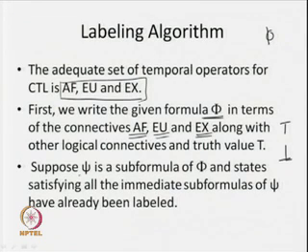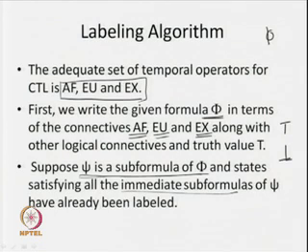Now, we are going to look for sub formulas. Say psi is a sub formula of phi, and states satisfying all the immediate sub formulas of psi have already been labeled. Now, what does it mean? Immediate sub formulas means all the sub formulas that we have. Basically, when we look at a particular formula, first of all we know the components, and we should know the truth values of those components. These are basically sub formulas. Once we know the truth values of the sub formulas, then we can look for the truth values of the main formula.